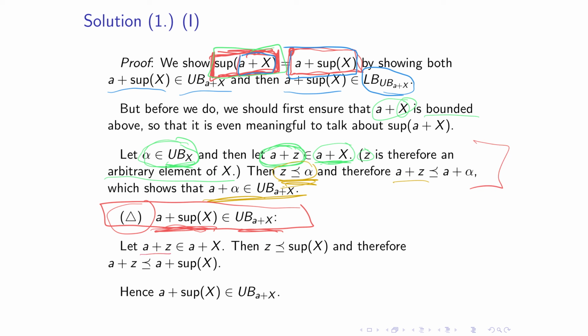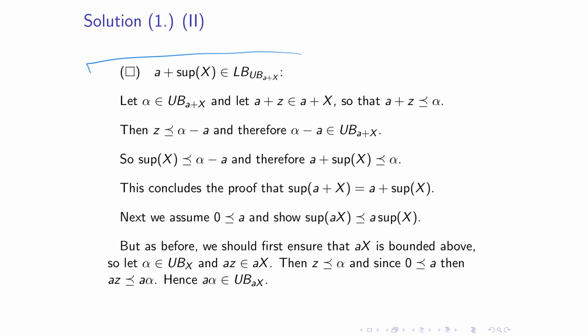We're going to take any arbitrary element out of that set. We know that by definition, z is in the set x, and therefore z precedes sup x. And we can add a to both sides, and we get exactly the inequality that we were hoping to demonstrate. So that shows us that a plus sup x is an upper bound on a plus x. Okay, I'm using a square to give a symbol for the next section.